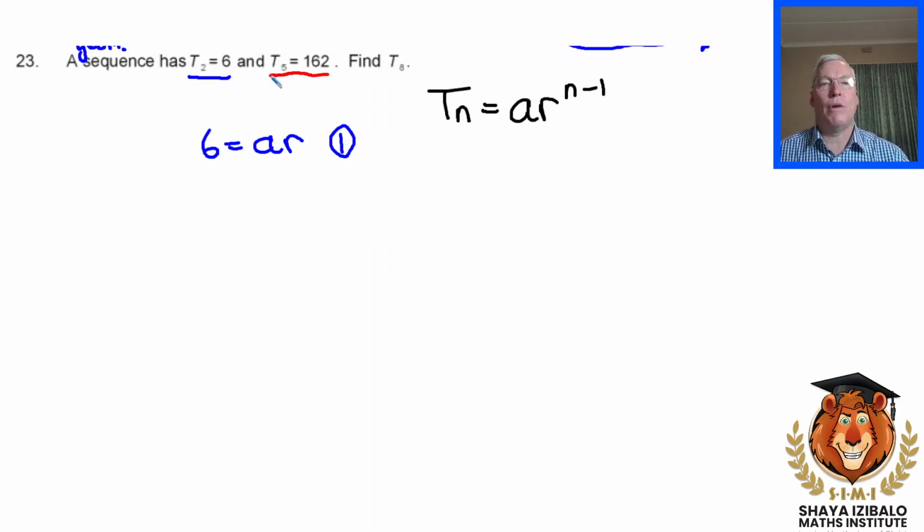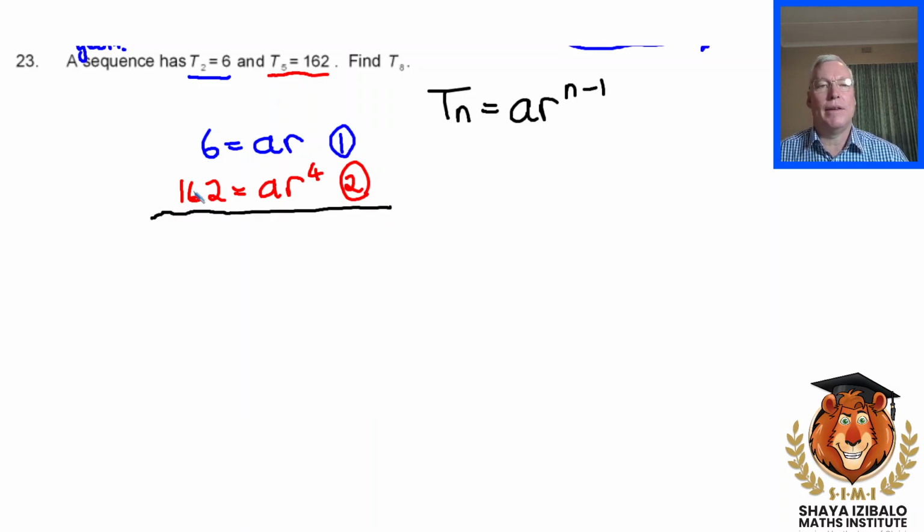All right, T5 is 162. So 162 is going to be a r to the 5 minus 1. There's the second equation, and with these we can always divide. The easiest way to divide, it doesn't matter which way we divide, but we will get positive powers on the r's if we divide number 2 by number 1, so the bottom one divided by the top one. The a's will eliminate, and we get r cubed.